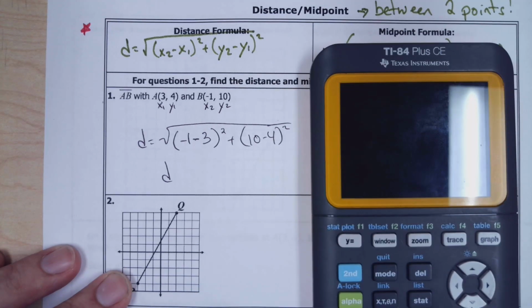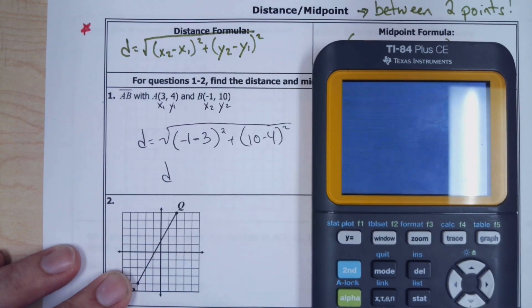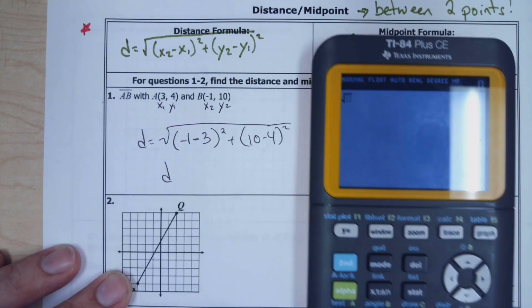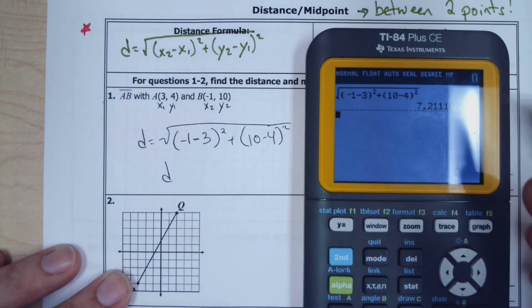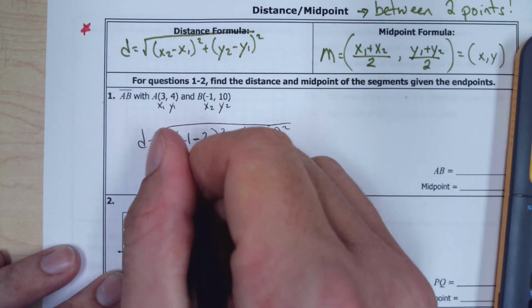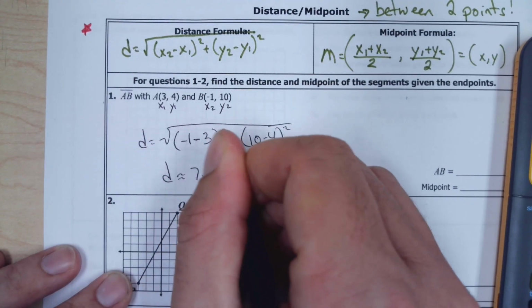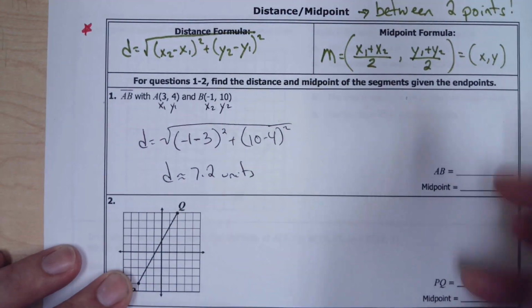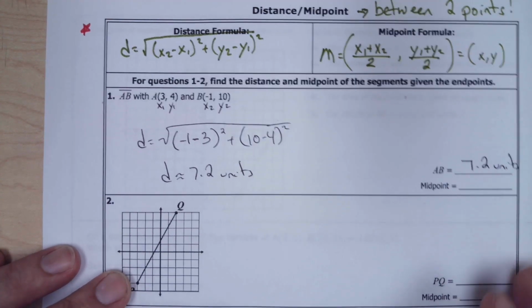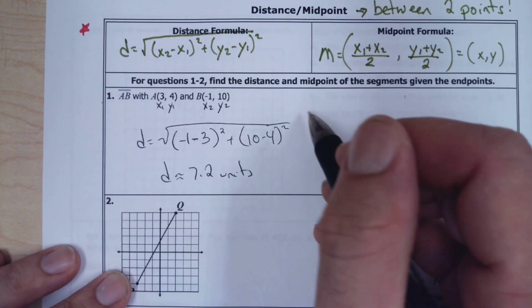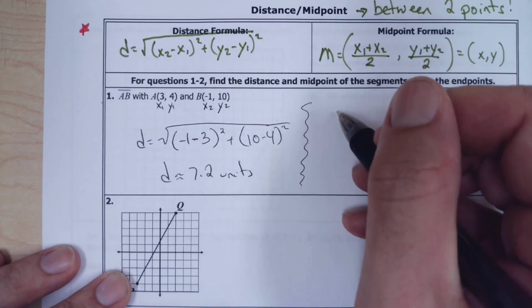Alright, now I can go calculator, you can go Desmos, or you can go calculator. So second square root, -1 minus 3 squared plus 10 minus 4 squared. And we get about 7.2. So roughly 7.2 units. Alright, now we're going to do midpoint. So that was distance. Now we'll do midpoint.